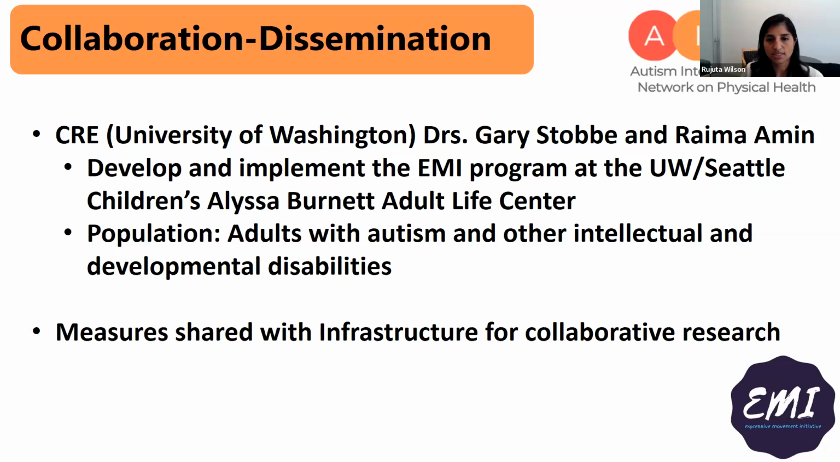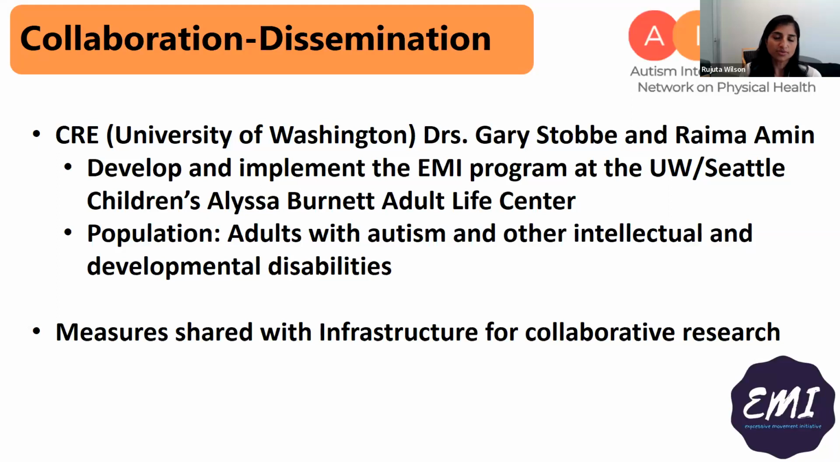at the University of Washington and Seattle Children's, specifically at the Alyssa Burnett Adult Life Center, which, just from my reading and interaction, sounds like a phenomenal center offering many activities to autistic adults and adults with other intellectual and developmental disabilities. So this specific program, we're going to expand now to adults, which historically has been a very largely underserved population when it comes to any type of interventions or delivery of interventions, particularly autistic adults.